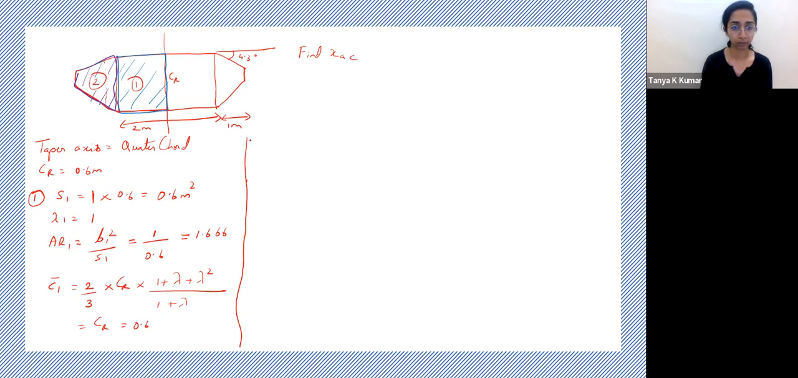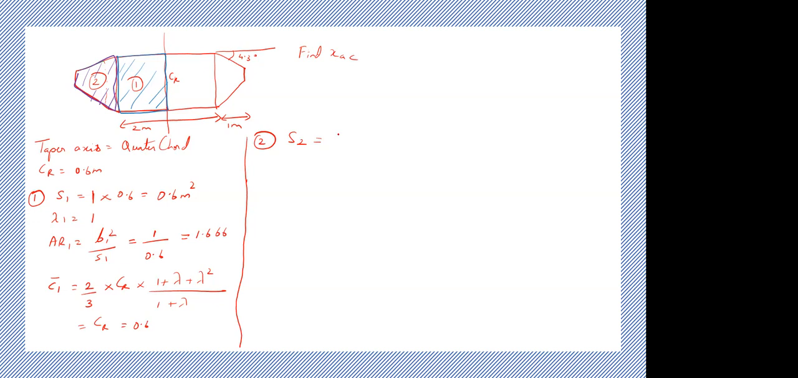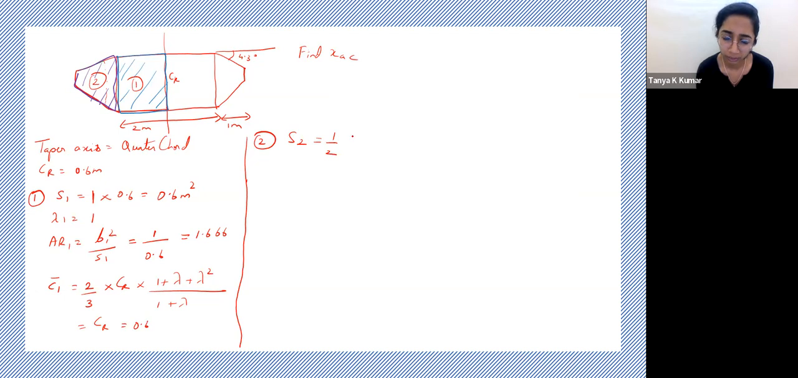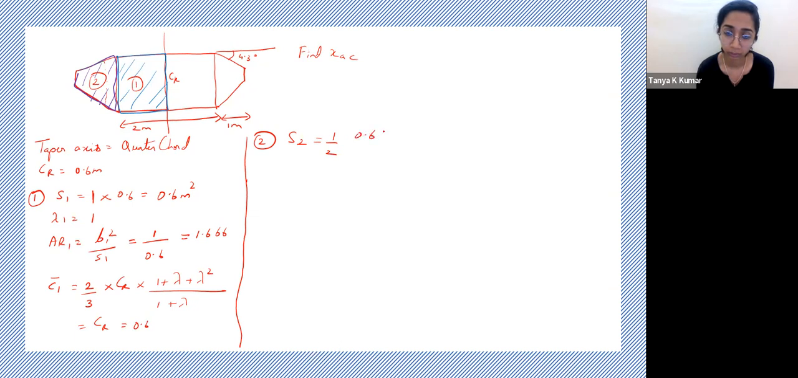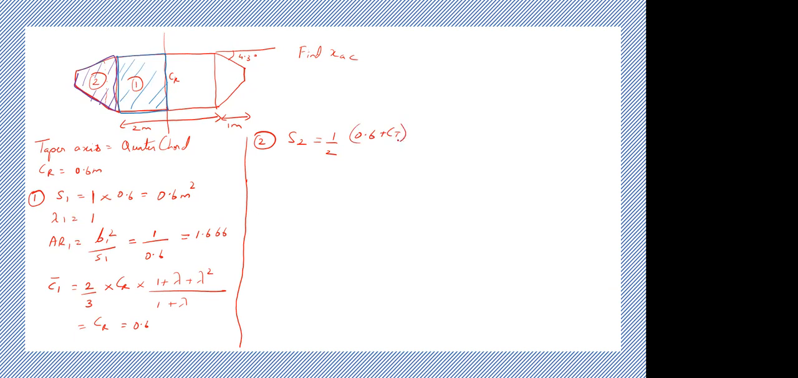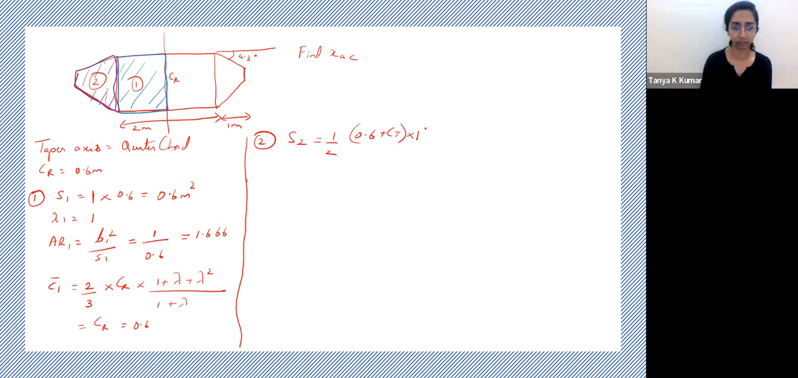This one in purple. So for the second one, you have S2. What is the area? Area of a trapezoid: half into (0.6 plus CT) into 1, right? So the span is 1. Yes. Okay. How do you find out CT?